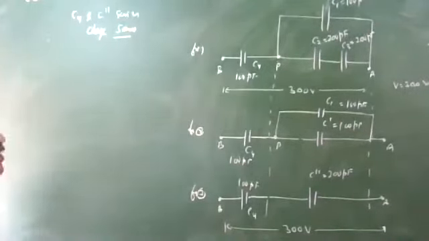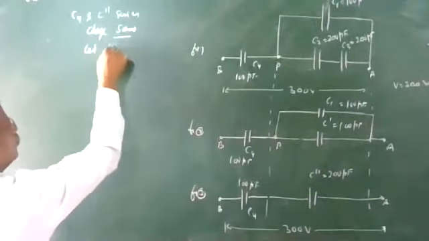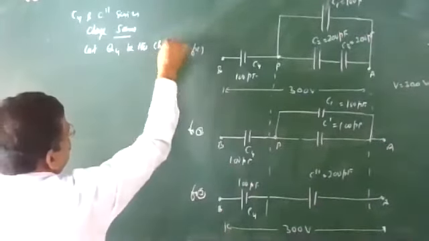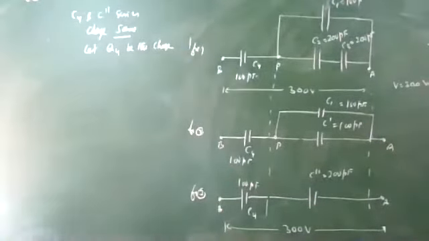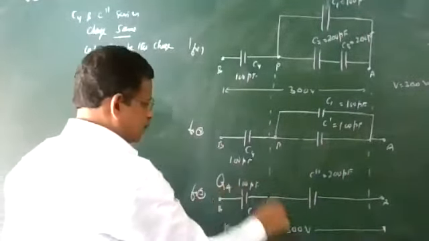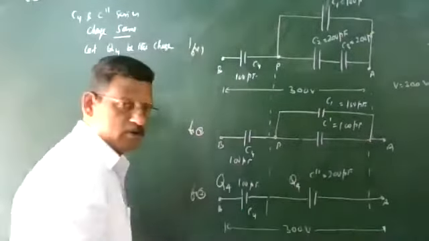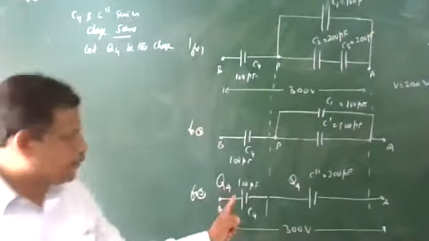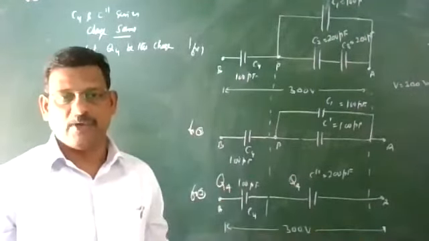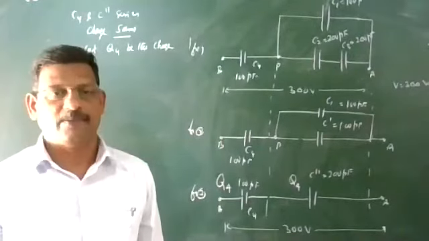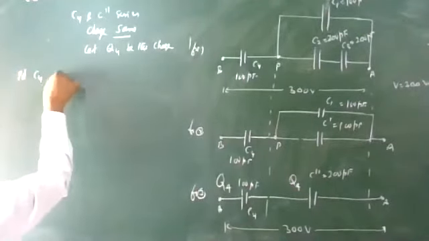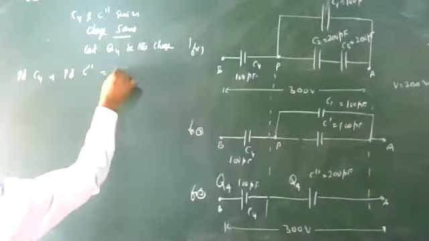So let Q4 be the charge on C4. The charge on this and the charge on this will remain the same, so I mark it as Q4 and Q4. So the PD across C4 plus the PD across C double dash will give you 300 volts. That is, PD across C4 plus PD across C double dash is equal to 300.